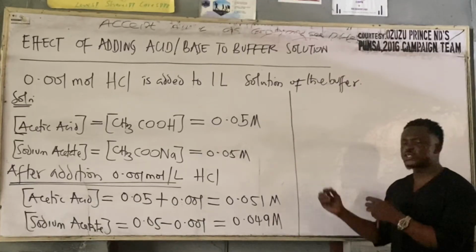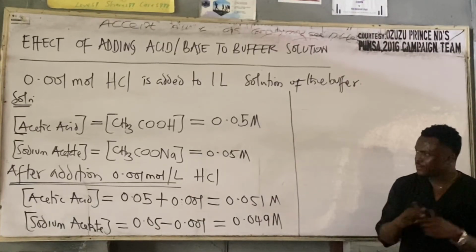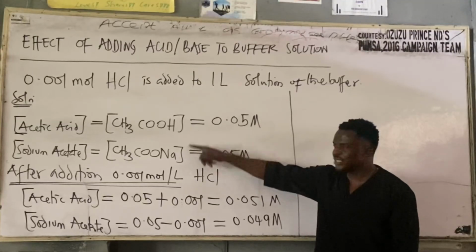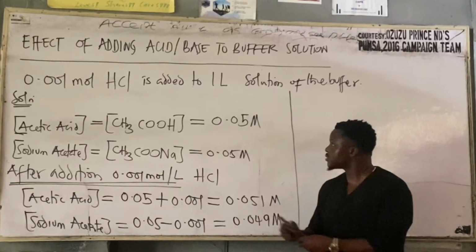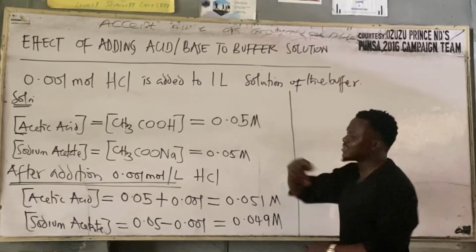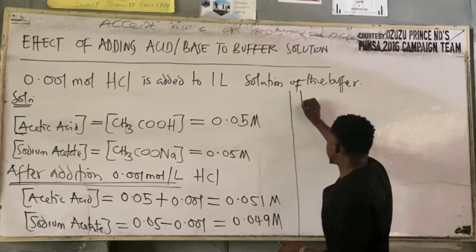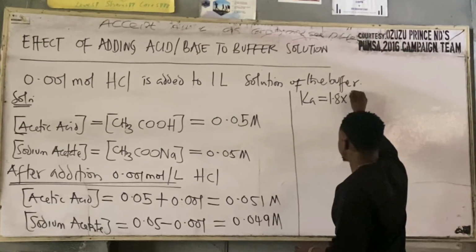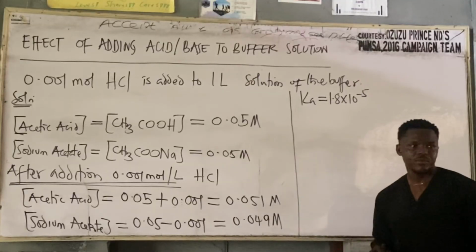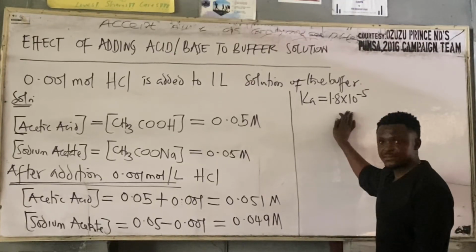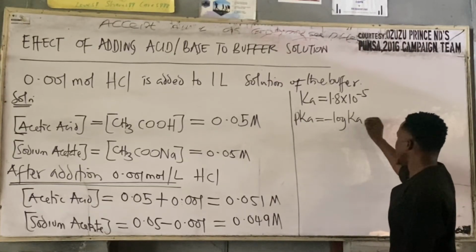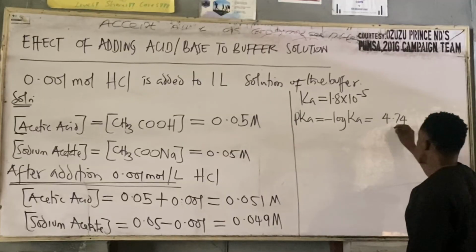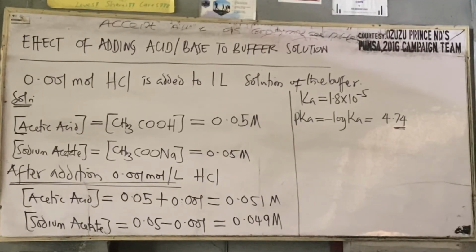So, if you want to substitute into your Henderson-Hasselbalch equation, this is not the one you're going to use. This is before the addition, is it not so? They said after the addition, so these are the values I'm now going to use. Did I give us Ka for this? Please, Ka for acetic acid is always this. Now, pKa is equal to negative log of Ka, which is 4.74. I already showed us how we can get this.